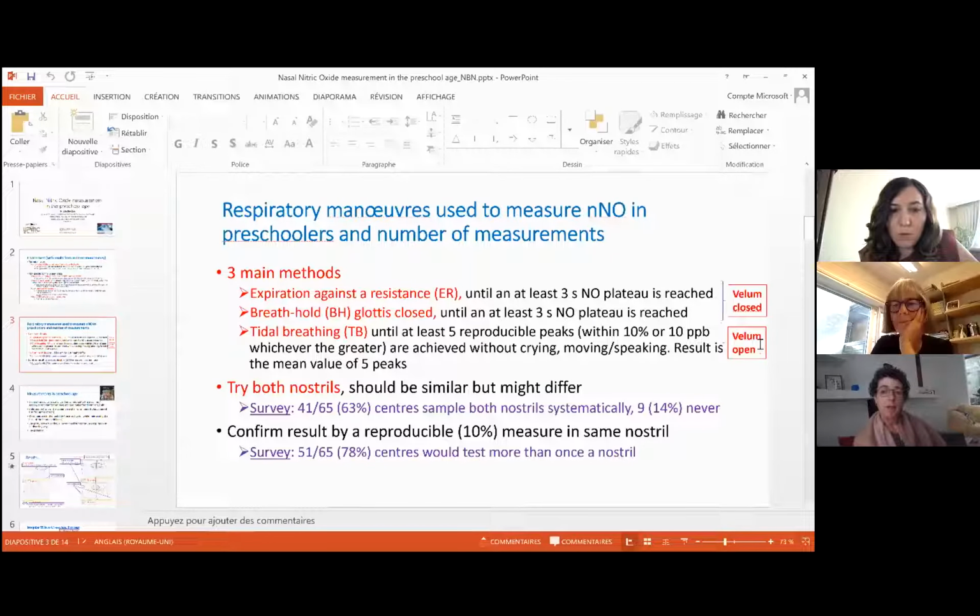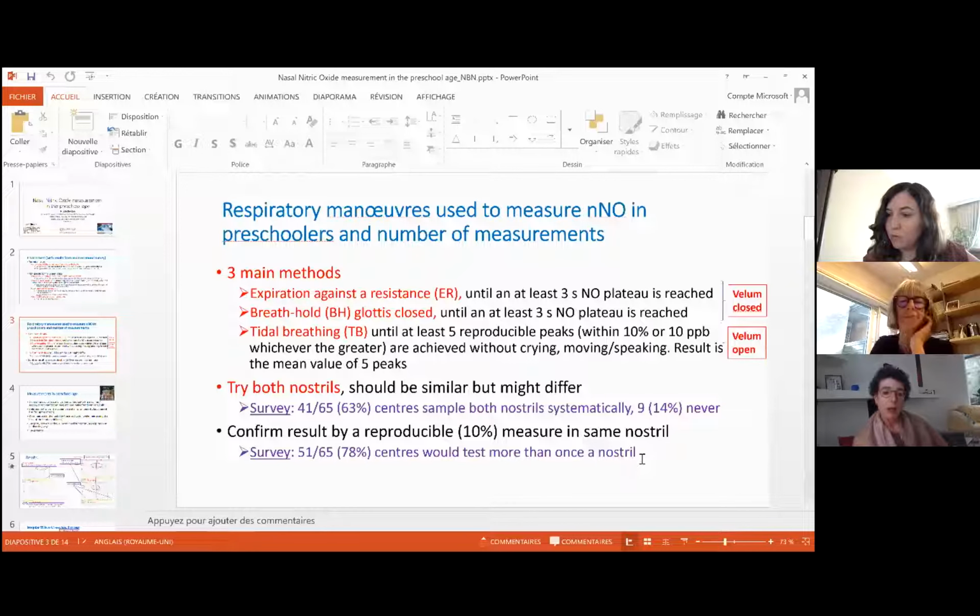And as the velum is not closed, it's open, you have dilution of nasal NO from lower airway air, and so the result, as Jane explained before, is lower than that obtained with measurement performed with the velum closed, which is the expiration against resistance or breath hold.